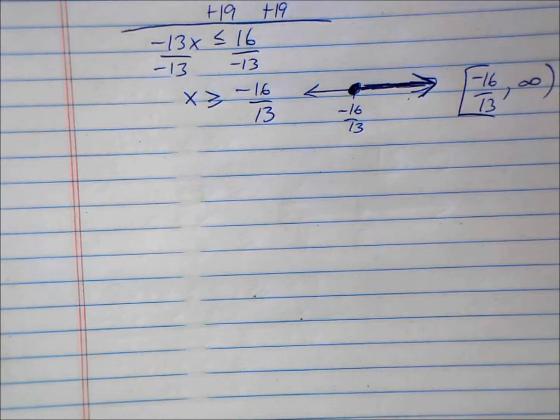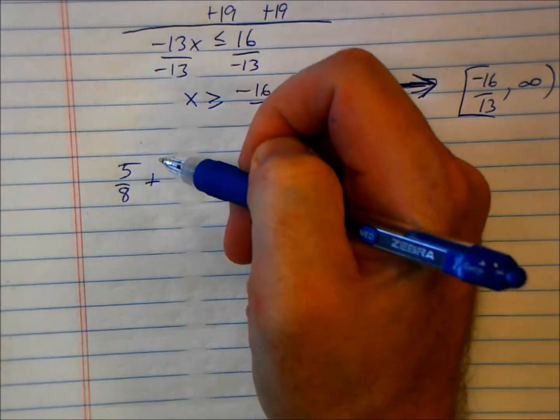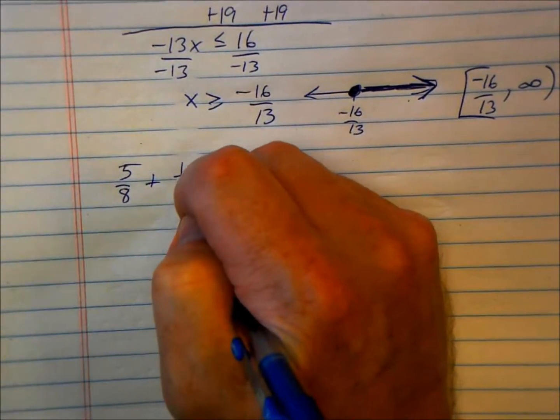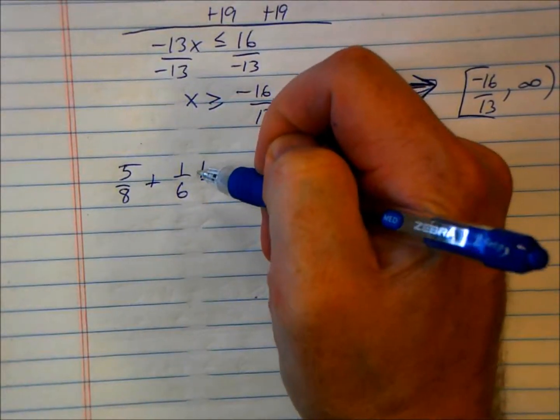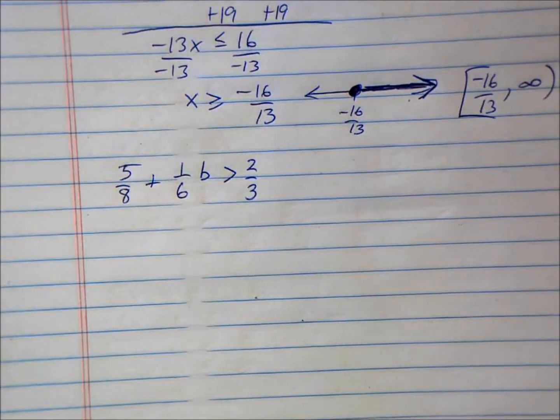Okay, a couple more fun ones out of the book. I see some good ones here. Oh, I like this one. 5/8 plus 1/6 b is greater than 2/3.